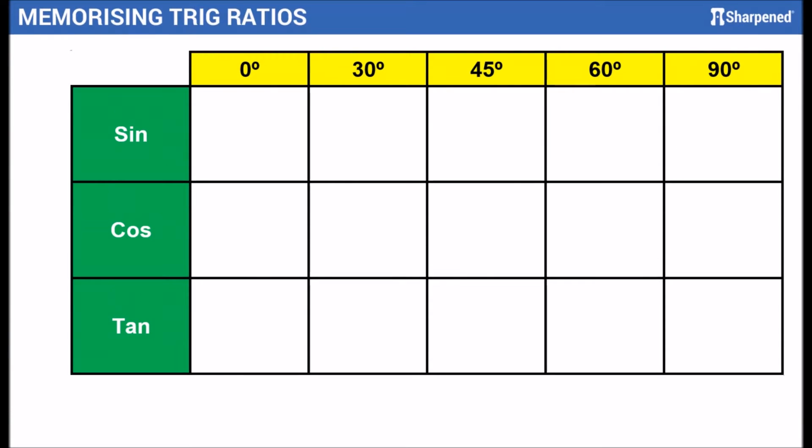Hello everybody, Sharpened here with you today, bringing you a video on an easier way to memorize your trigonometric ratios. So they would be the sine, cosine, and tangent of your basic angles. And those are 0 degrees, 30 degrees, 45 degrees, 60 degrees, and 90 degrees.